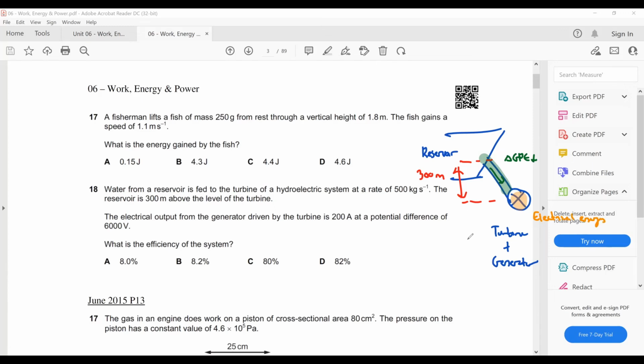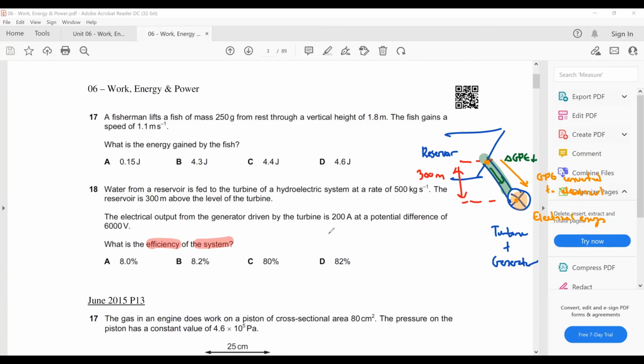In other words, when you go from here to here, GPE is converted to electrical. But the process is not going to be 100% efficient, because you see the question already asks you the efficiency of the system.